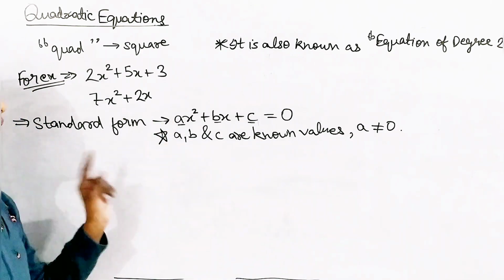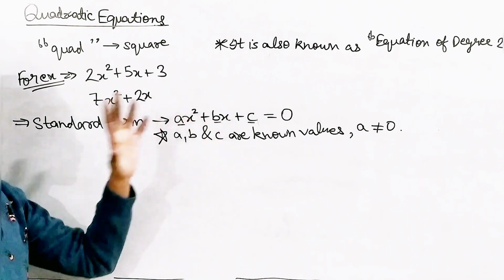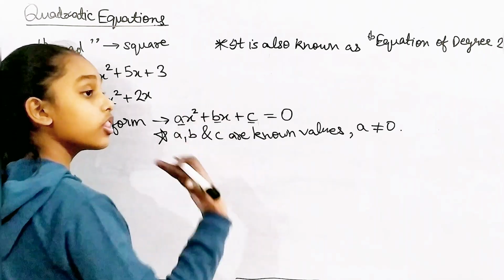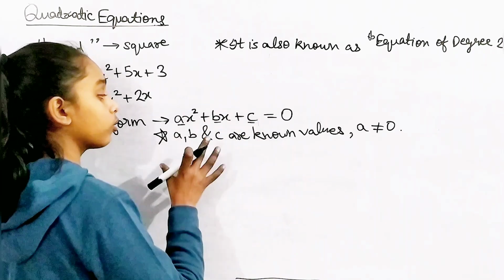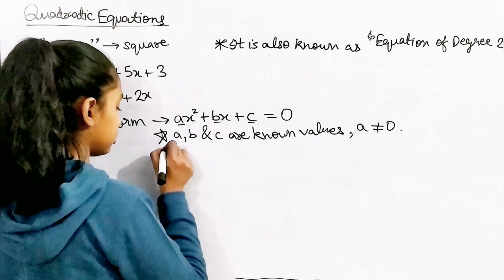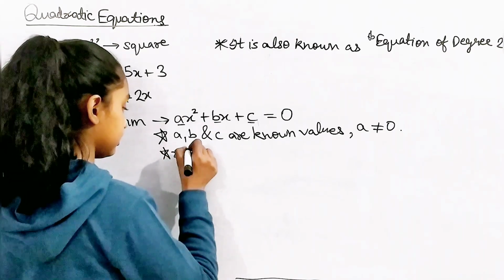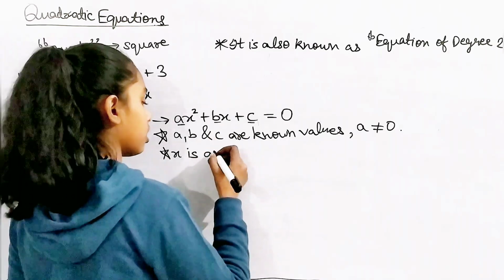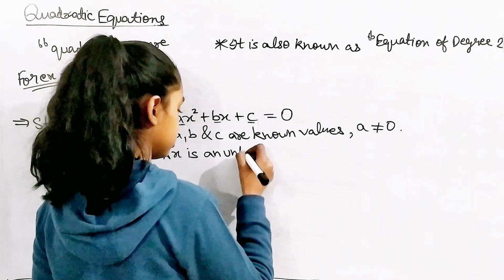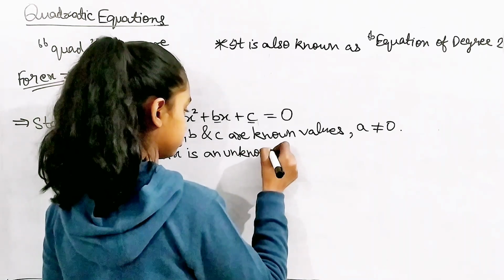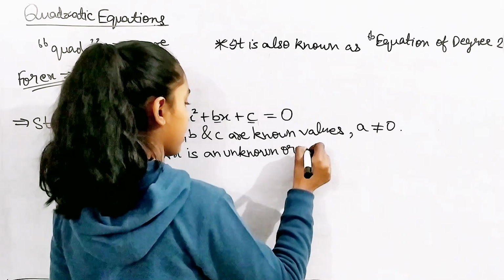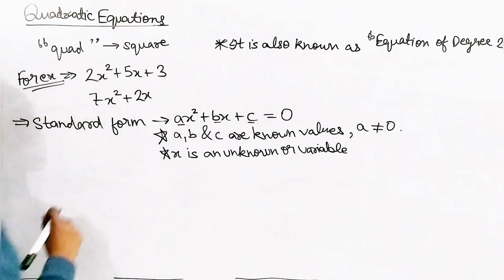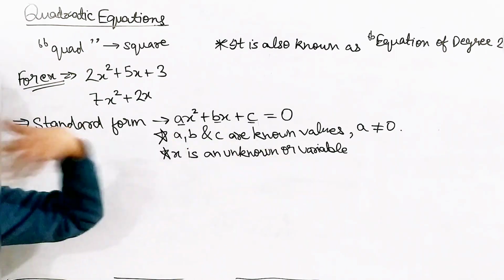That's one thing. Now I'm going to talk about this x. What is this x? As we already know, what we can see here is an unknown or variable. This x is an unknown or variable. So what did I write here? This x is an unknown or variable.